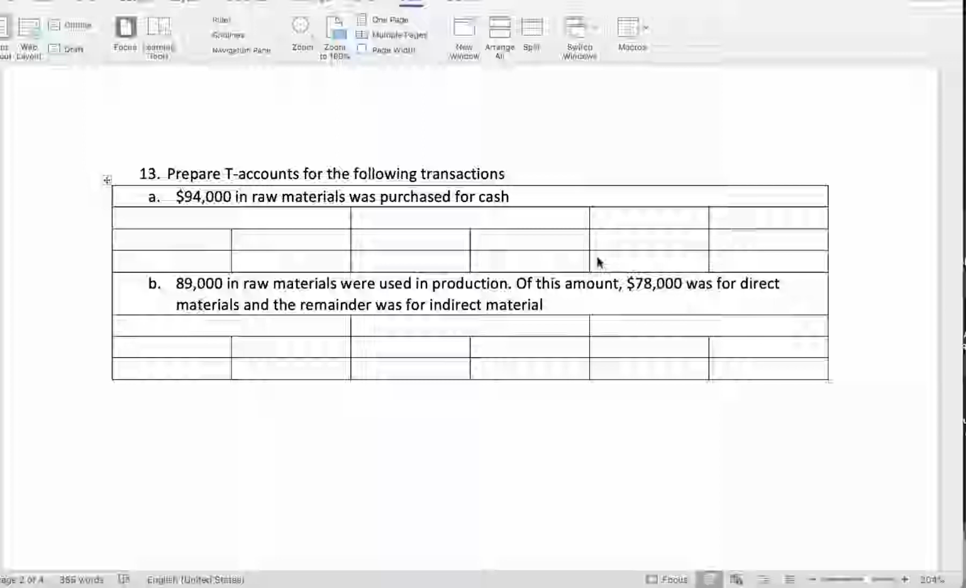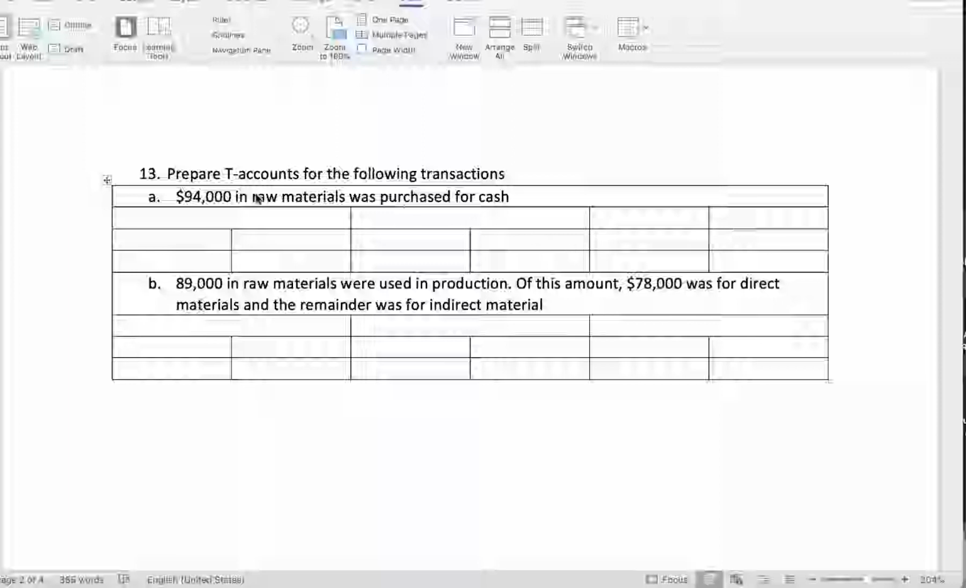Putting costs in one account and then moving them to another account. How do we make that happen? Well, guess what? We're going to use journal entries. And again, I love T accounts. They're sexy. They're easy to see what's going on. Remember, left side debit side, right side credit side.